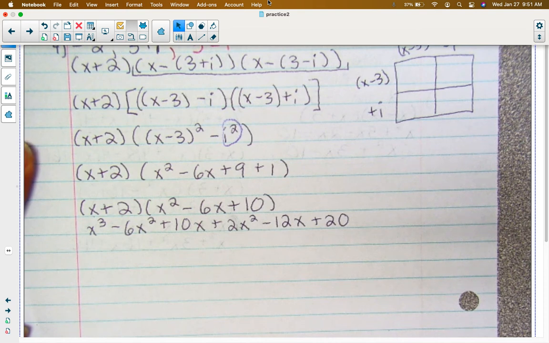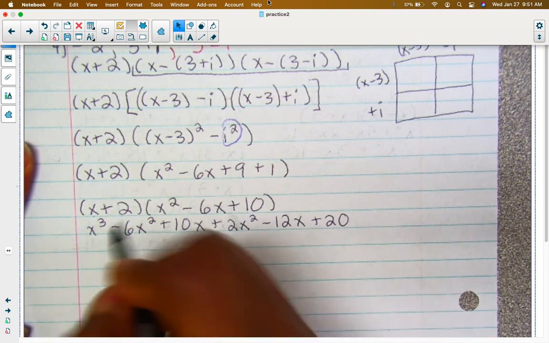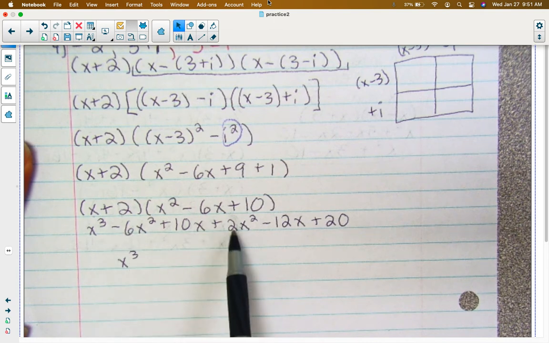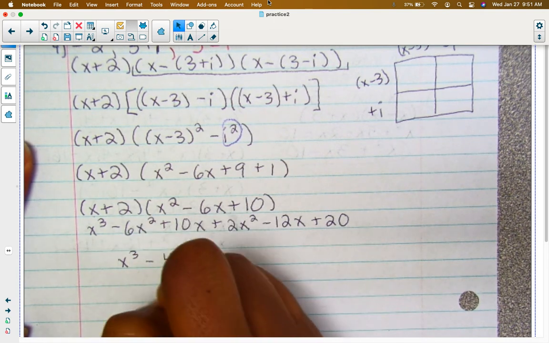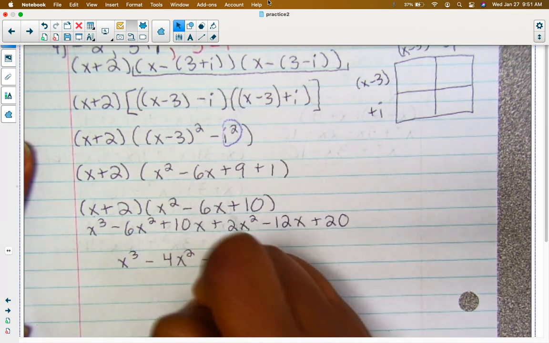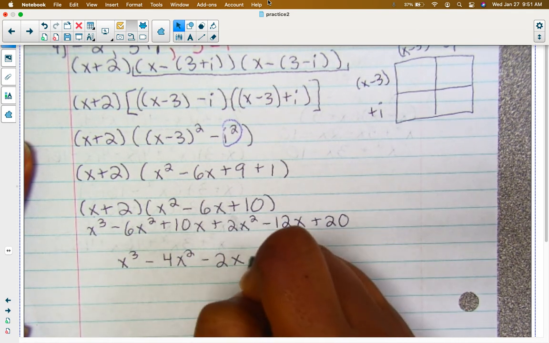Okay. Combine like terms, and our final answer should be x to the third. Put those together, I got negative 4x squared. Put these together, I got negative 2x. And then my number comes down.